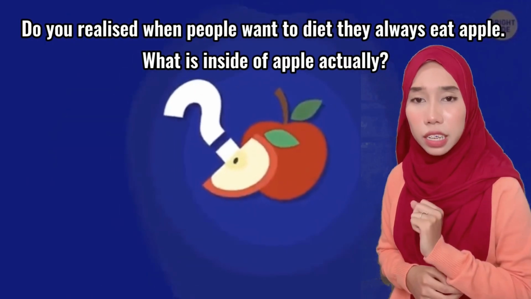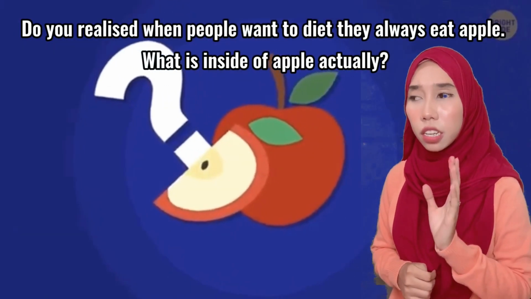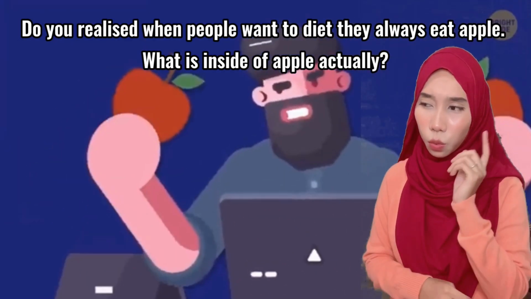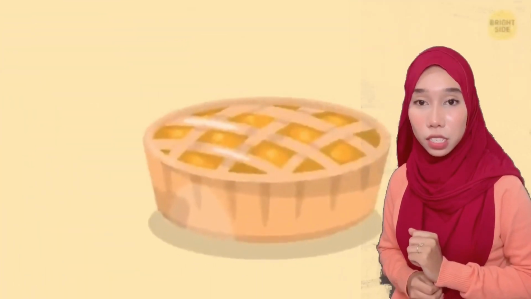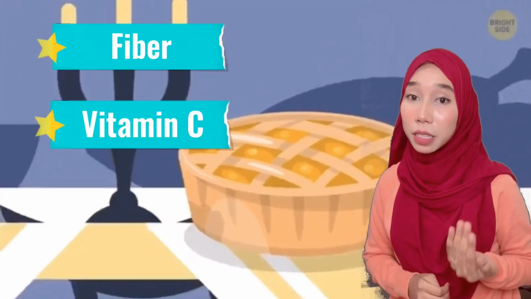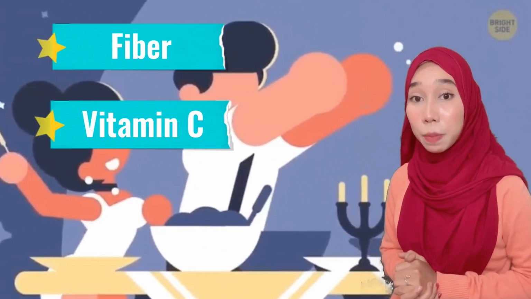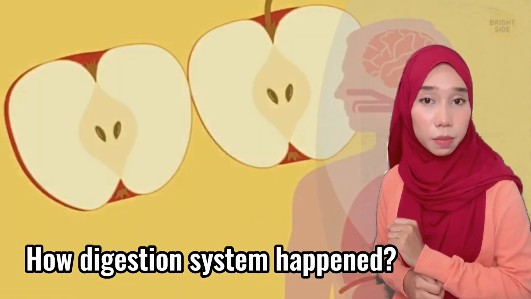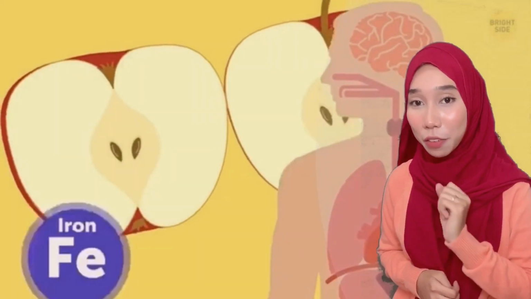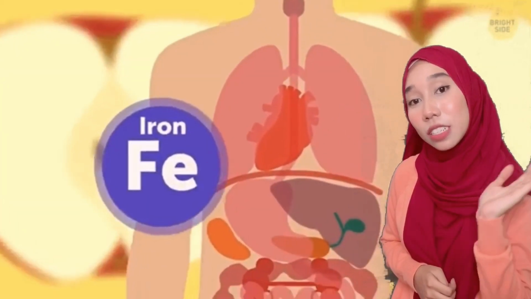Do you realize when people want to diet, they always eat apple? What is inside of apple actually? I know. Apple consists of fiber and vitamin C. They will make people full. But how does the digestion system happen? Let's see. My friends will explain to you.